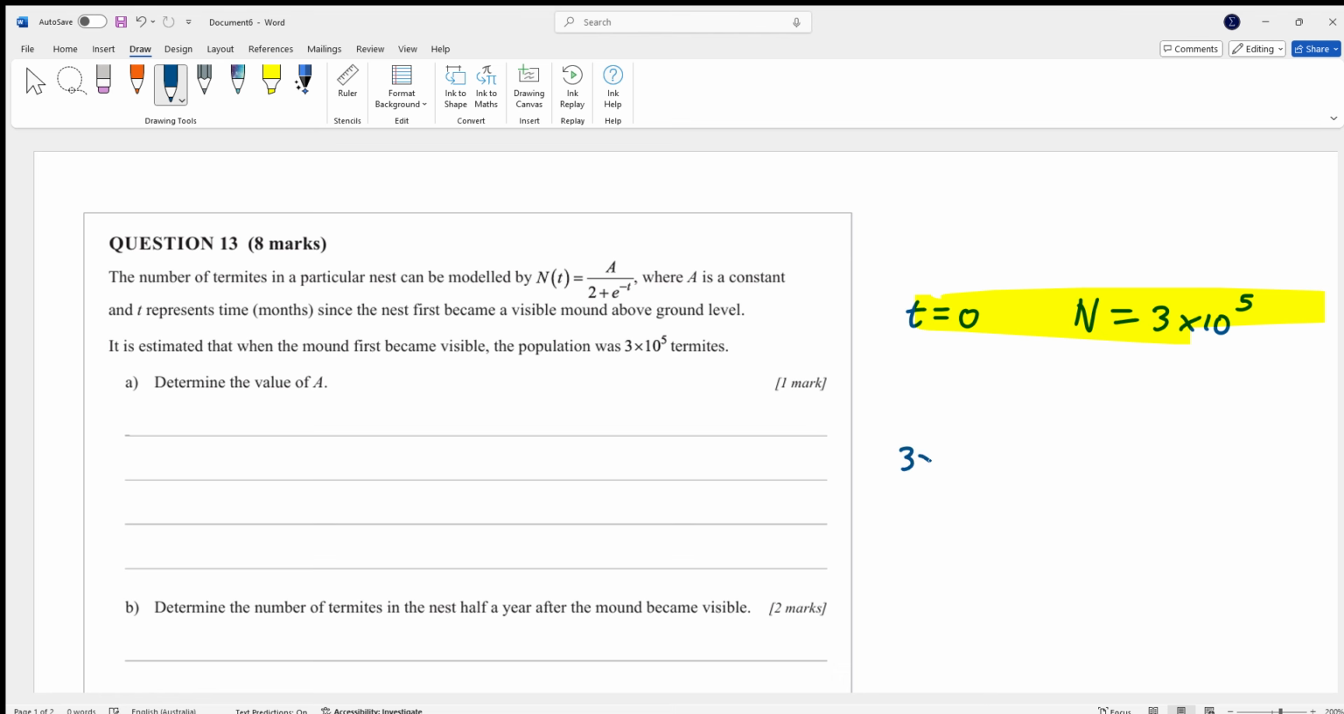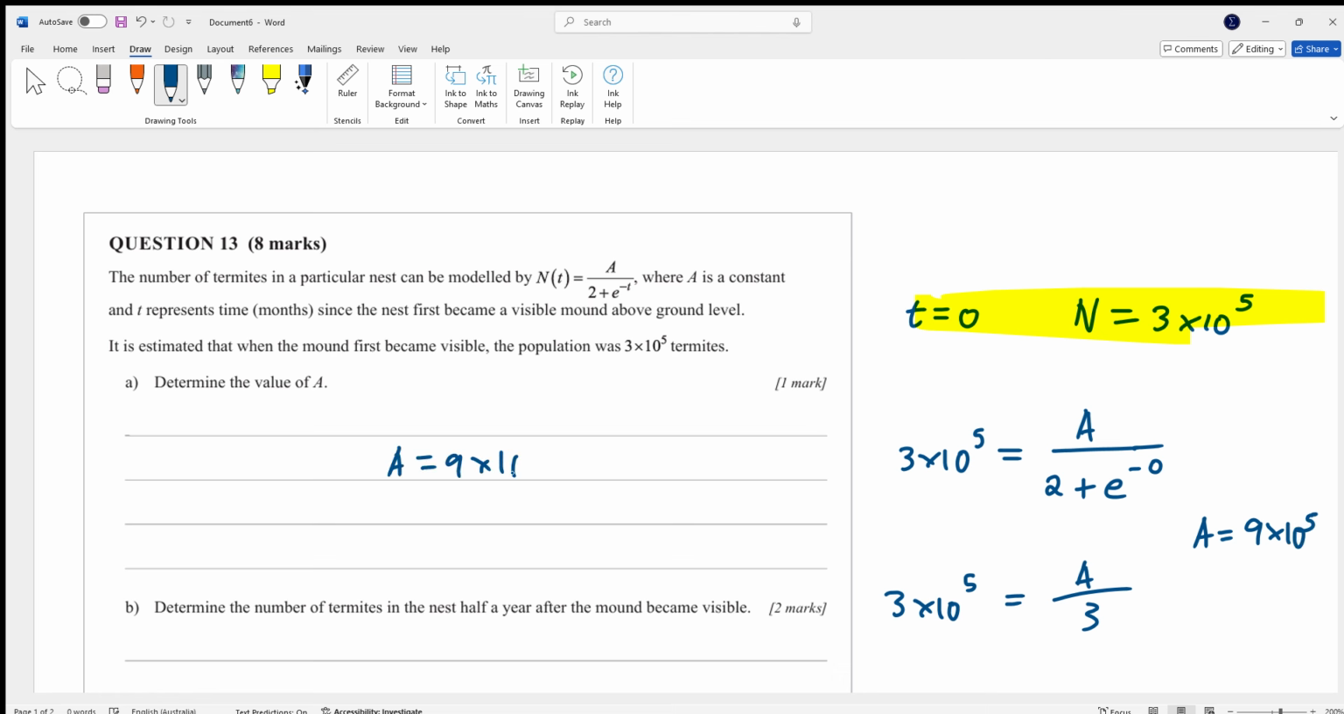So we'll get 3 times 10 to the 5 equals A over 2 plus e to the negative 0. And then we can start working that out. So e to the 0 would be 1. So in this case, we've technically got a plus 3 on the bottom. So 3 times 10 to the 5 equals A over 3. Multiply both sides by 3. So A is going to be 9 times 10 to the 5. So here we can just put the answer: A equals 9 times 10 to the 5.